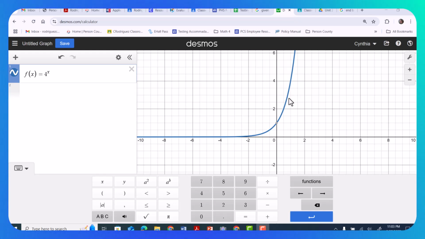All right, we're asked about the domain. So what can our x's be? Our x's can go from negative infinity to positive infinity. And we have a horizontal asymptote at the x-axis, and that is y equals 0. We don't have a vertical asymptote. The range is going to be from 0 to infinity, and we're going to write down the end behavior. So take a look at this.